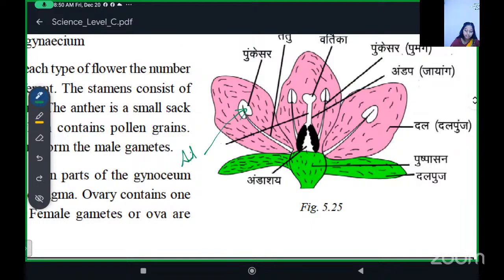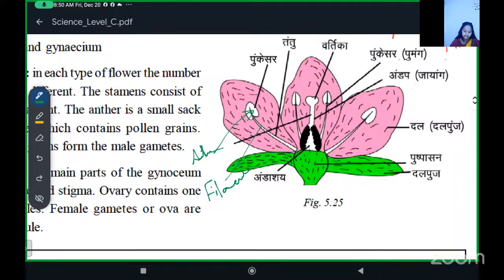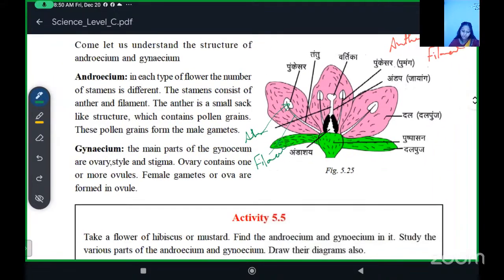Anther and filament. Then we have the ovary here. This middle part is known as the style, and the top part of the center one is known as the stigma.